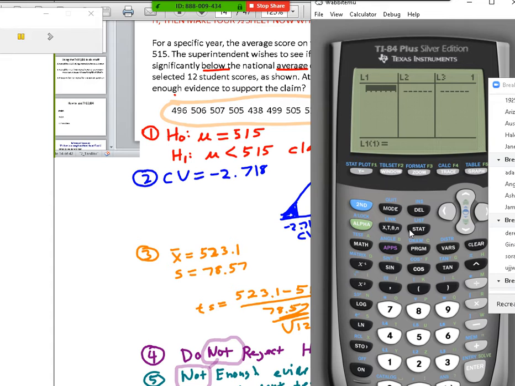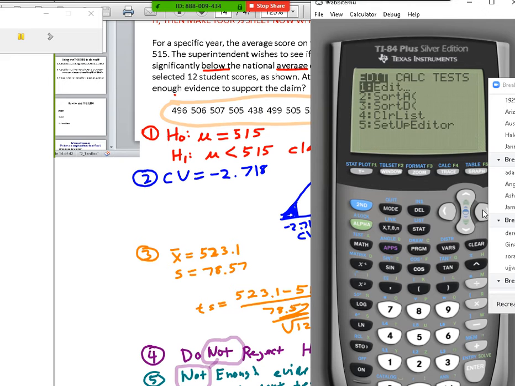To get to this, you did stat, edit, that gave you this list, and you're going to transfer your numbers in there: 496, 506, 507, 505, do the rest of them. And then you're going to do stat, calc, one-variable stats of list 1, second L1 right here, enter, and it's going to give you your X bar. Yours is different because I didn't put the whole list in. I just put a few of them in.